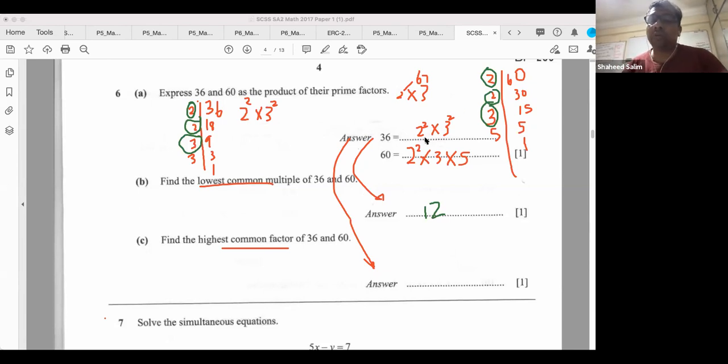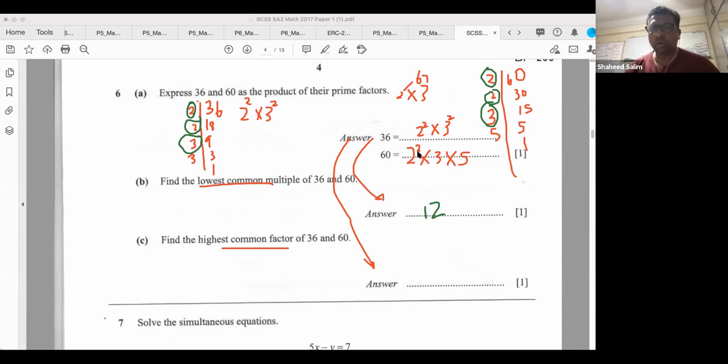Now, how to use your prime factorization? Look carefully. What is the smallest similarity? Oh, they both have 2. This one got 2 to the power 2. This one got 2 to the power 3. Right?